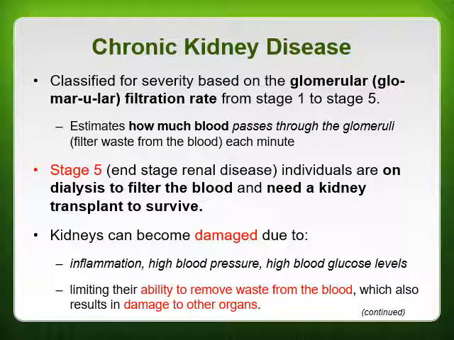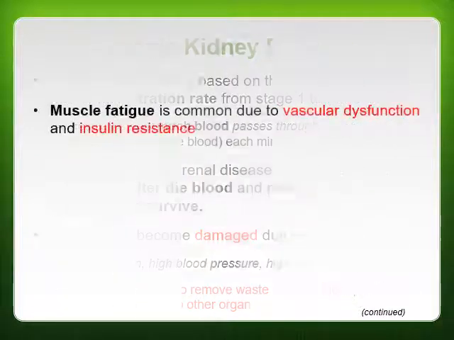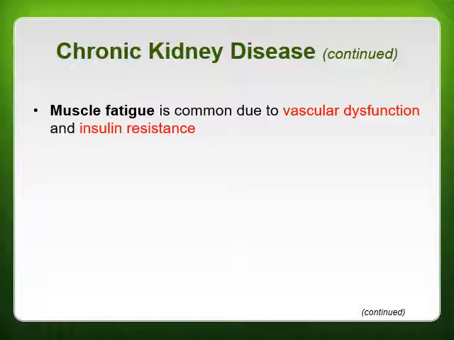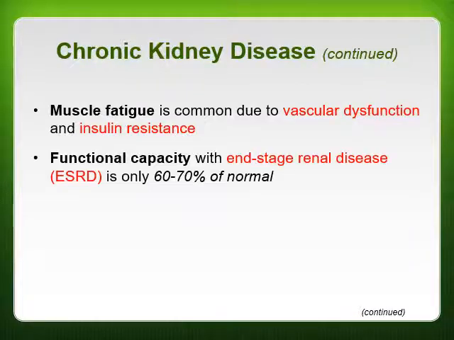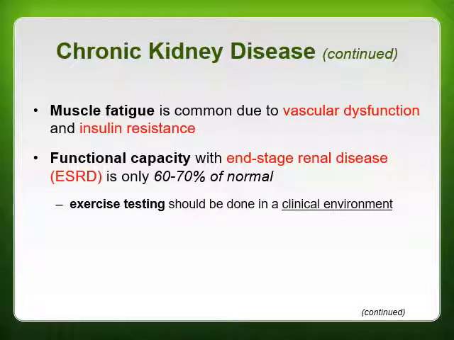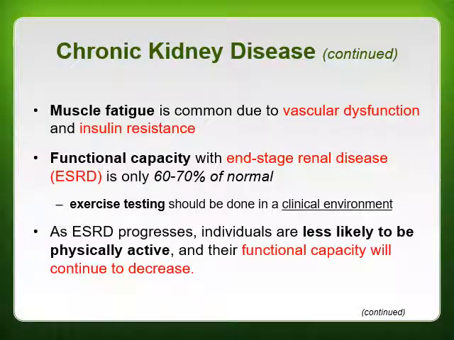What it does then is limit their ability to remove waste from the blood, so now they can't get rid of it, which then results in damage to other organs. People that have chronic kidney disease might have muscular fatigue because of vascular dysfunction and insulin resistance. The functional capacity with end-stage renal disease is only 60 to 70% of someone's normal. So if they need any kind of exercise test done to see how hard they can work, we can't do it. That's got to be done in a clinical setting.